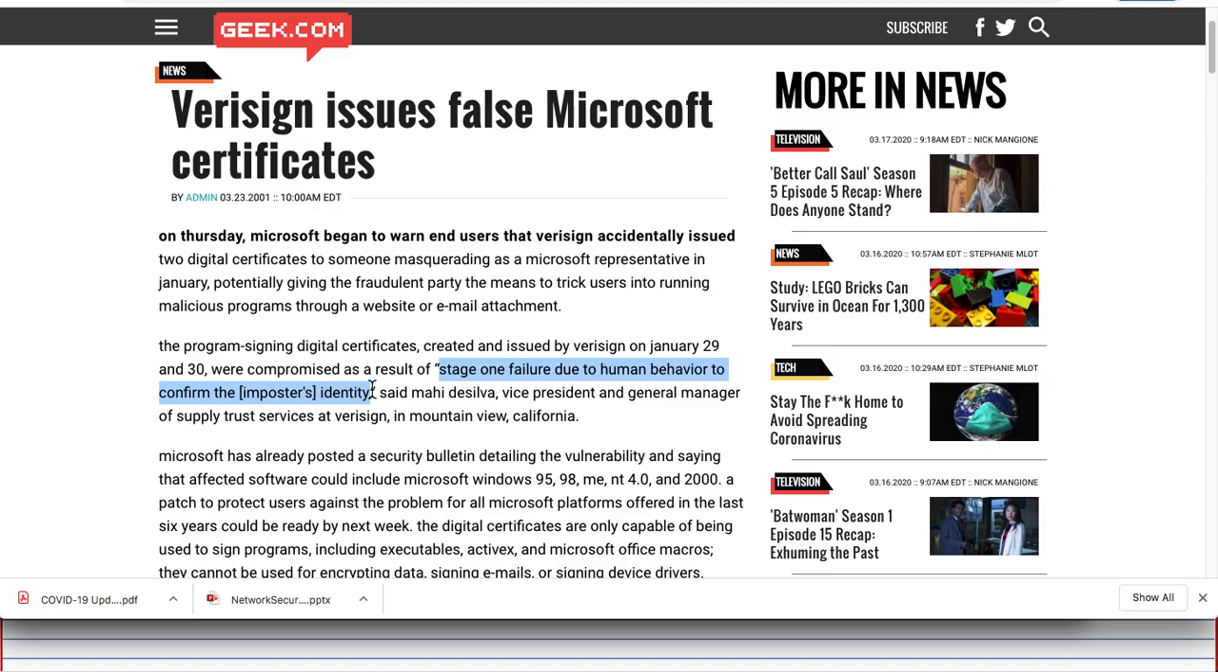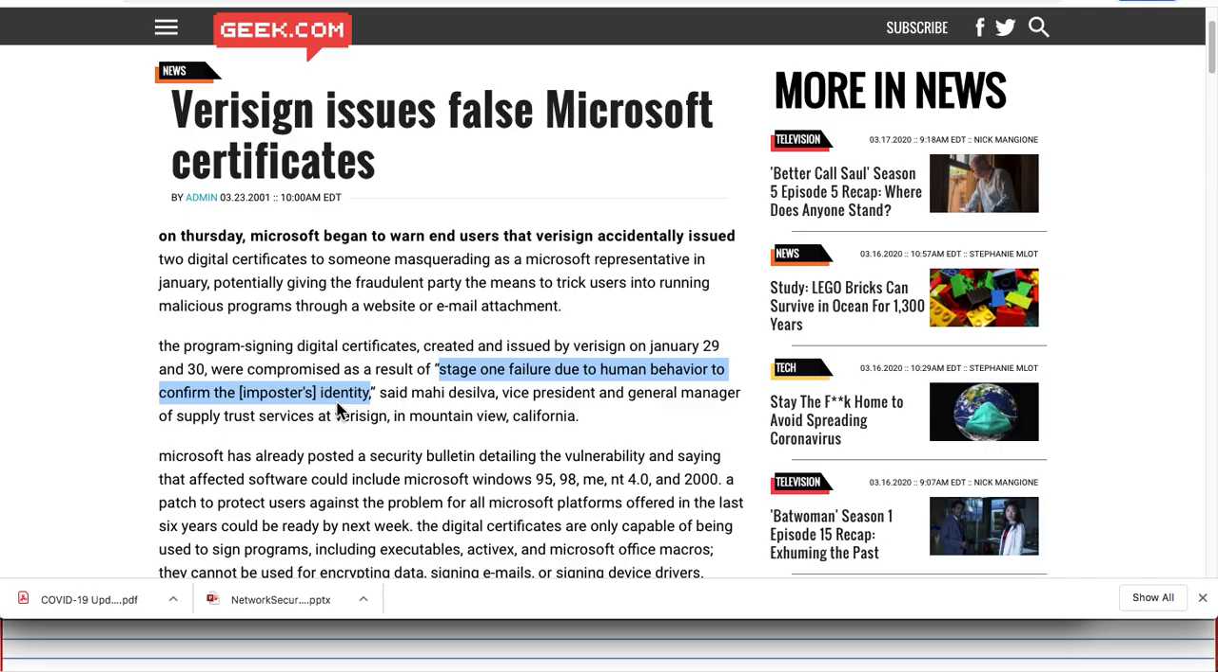So that shows that the PKI indeed includes everything from the algorithms to the hardware to the human factors and all the errors that people can make. So what are the consequences of such a forgery of a fake or wrong certificate?